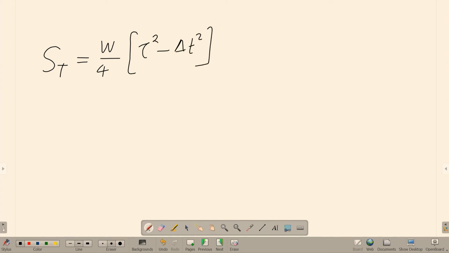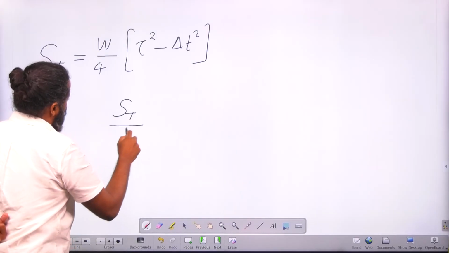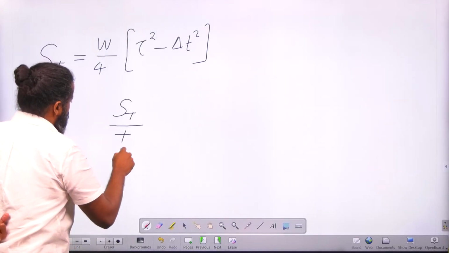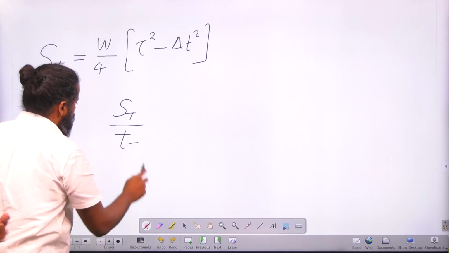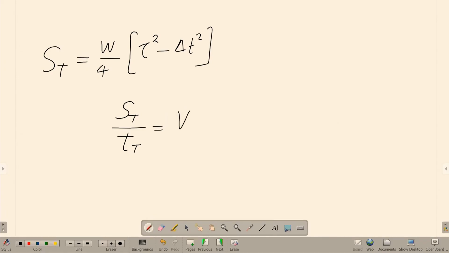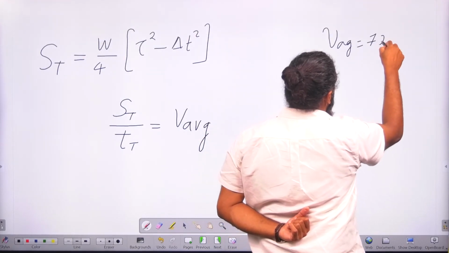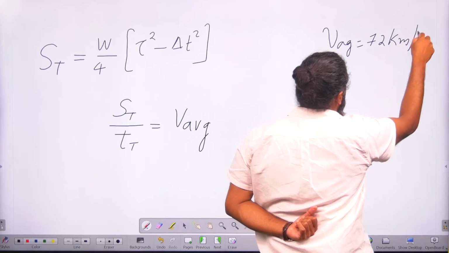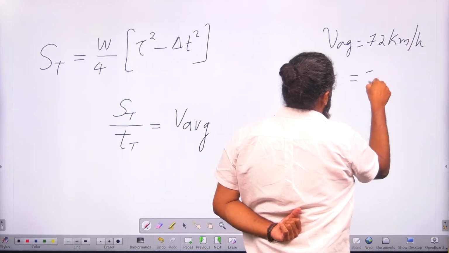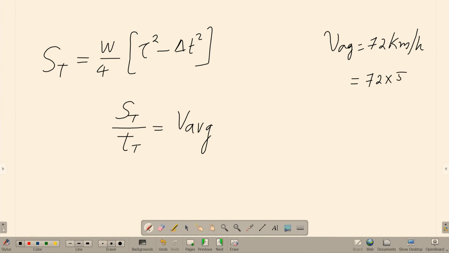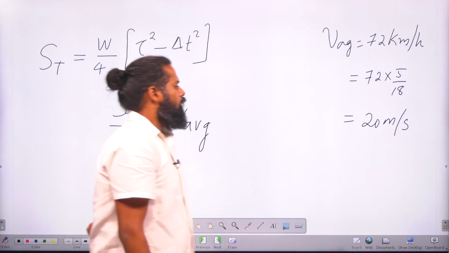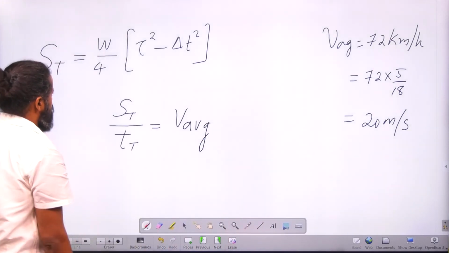See, total displacement divided by total time is equal to V average. How much is V average given in the problem? V average is 72 km per hour. So that can be converted into meter per second. How to do that? 72 multiplied by 5 by 18, which is equal to 20 meter per second, because acceleration is given in SI unit. So we can substitute everything now.